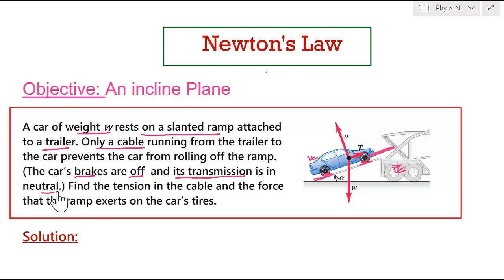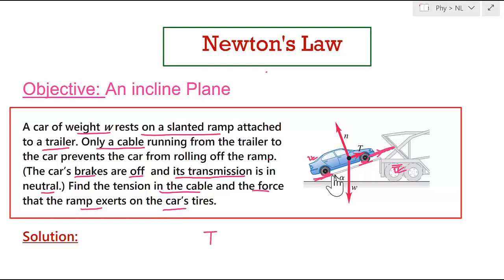So your car can be in a forward gear, or a backward gear, or in neutral gear. This car is in neutral gear. Now we have to find the tension in the cable. Let's call this tension T. And we have to find the force that the ramp exerts on the car's tire.